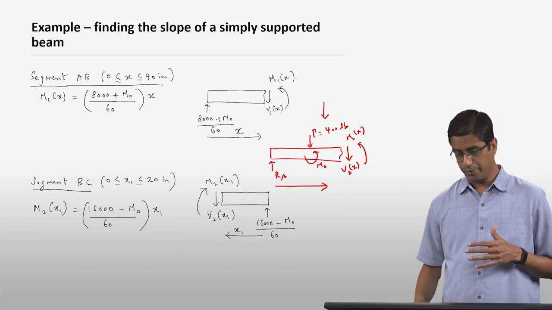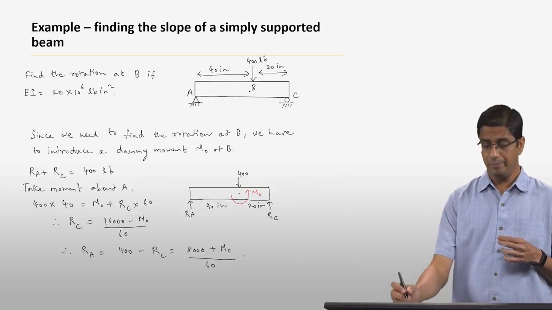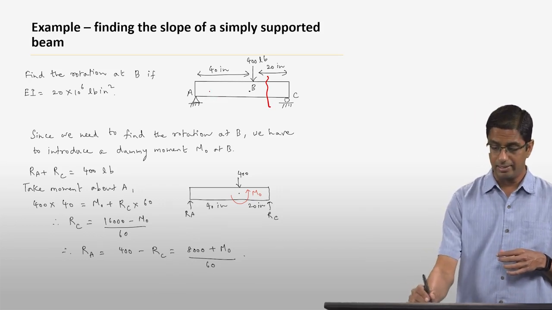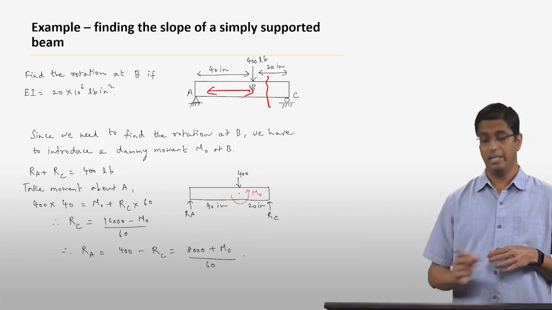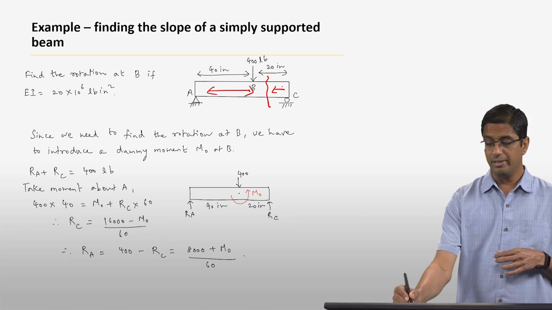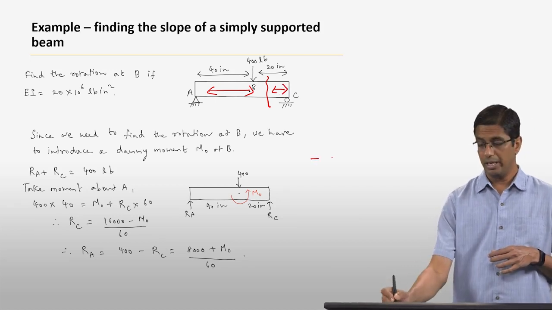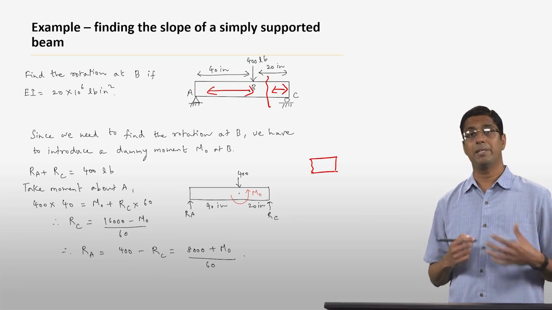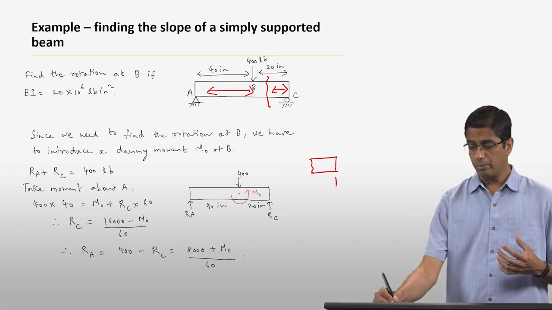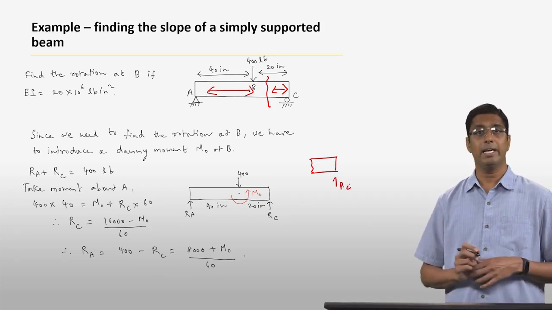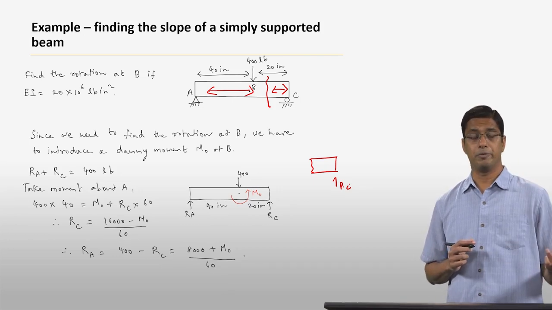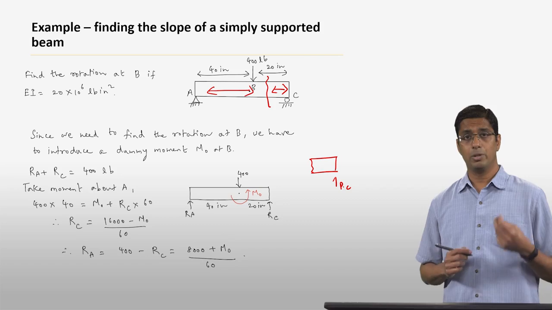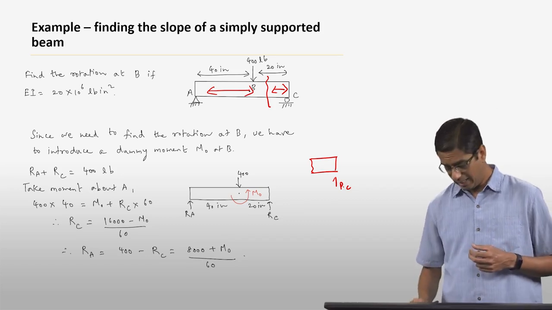So if you go back a slide, instead of taking a section here and considering this left-hand segment, it actually is better to consider the right-hand segment. If you do that, you're going to end up with a much simpler free body diagram because there is only going to be RC here. You don't have to worry about the 400-pound force. You don't have to worry about m naught. So it becomes much, much simpler to write the moment function. And that is what I have done here.